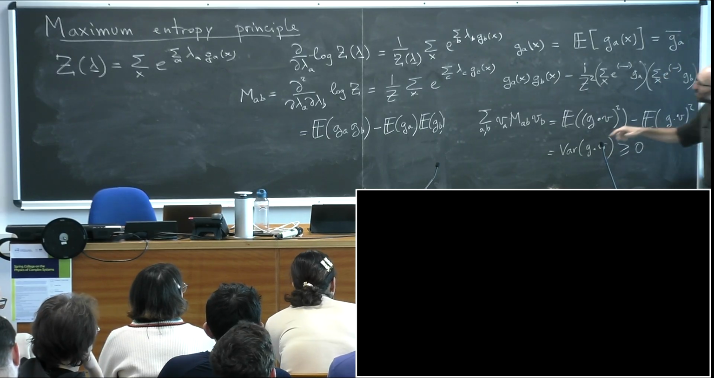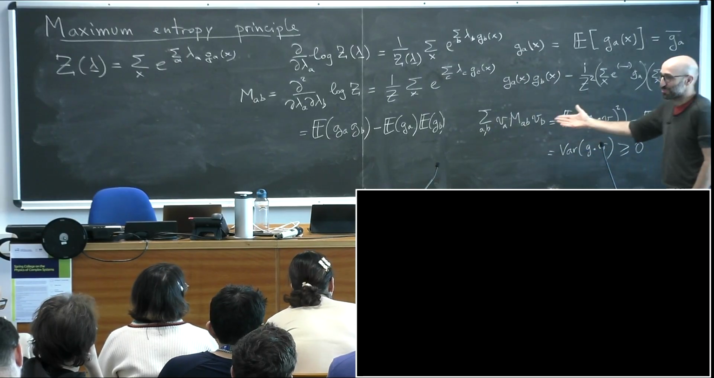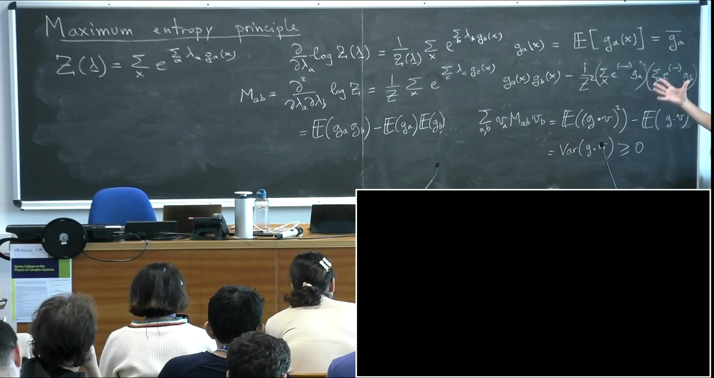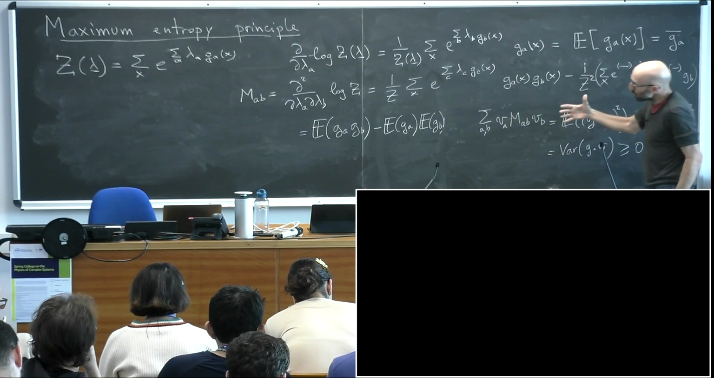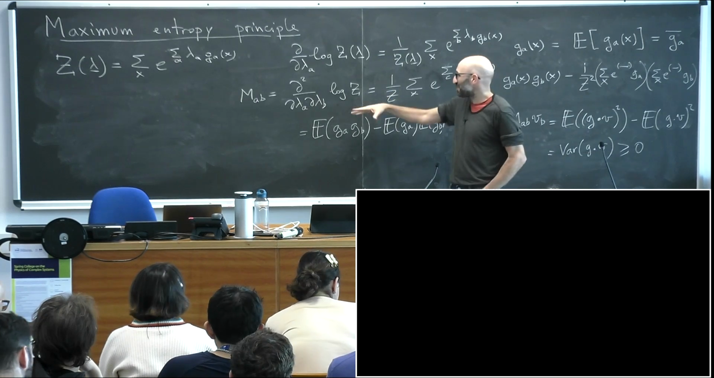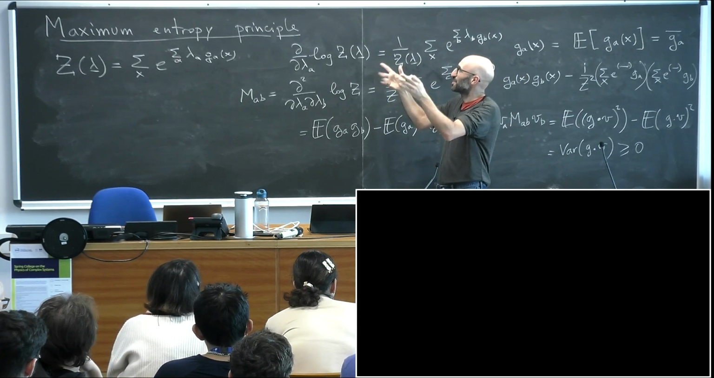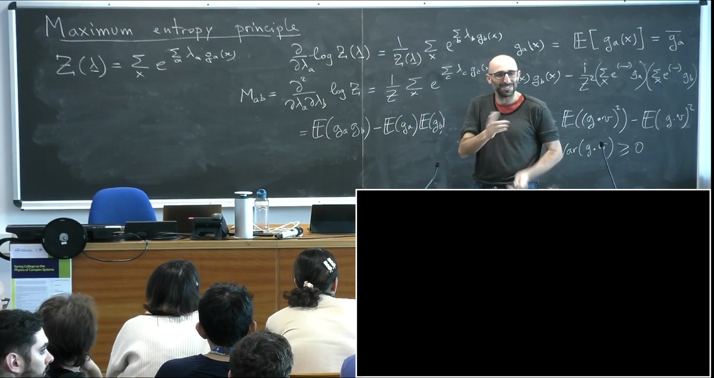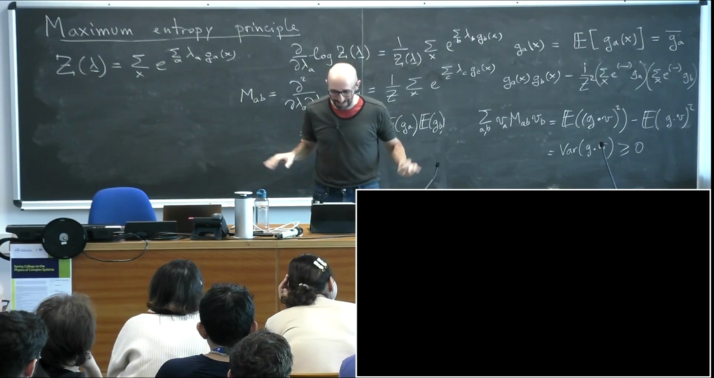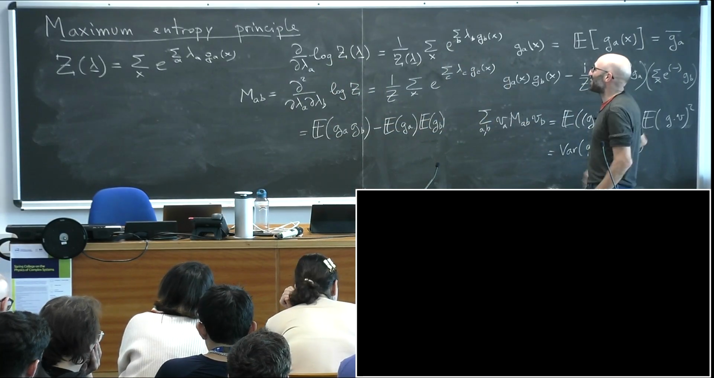So this means that this matrix M is always positive when I apply it to a vector V, and so it's a positive definite matrix. Why is this important? Because this means that the function log Z is convex or concave. When it's like this, it's concave. Convex, whatever, I can never remember. Anyway, it has a definite concavity.